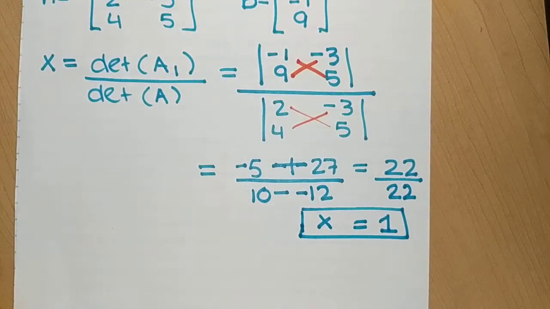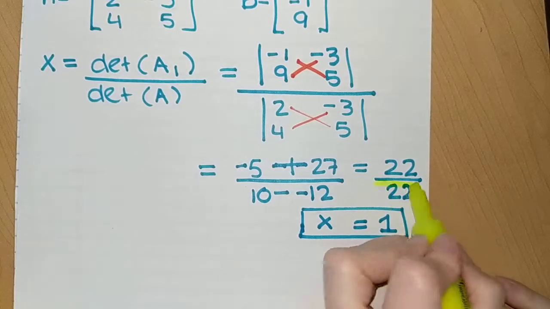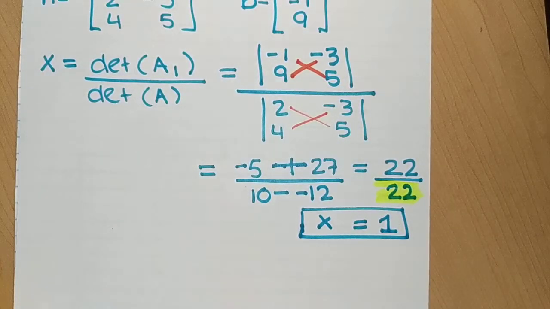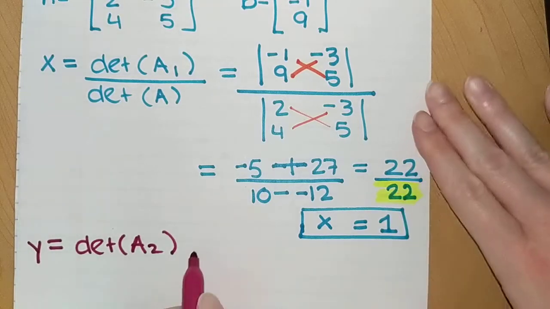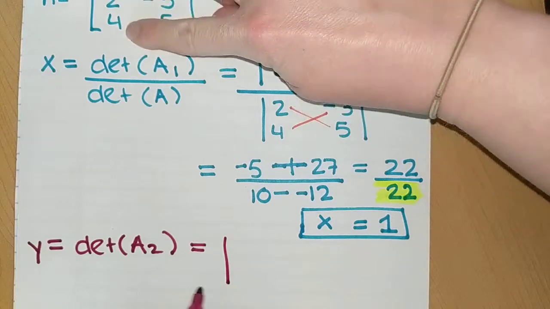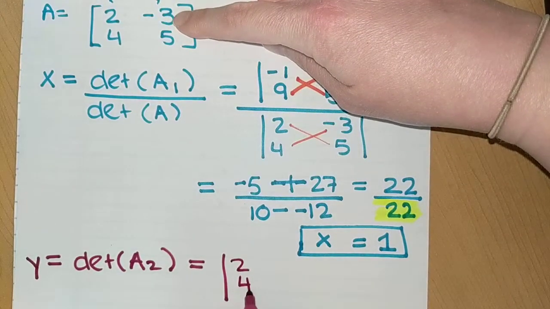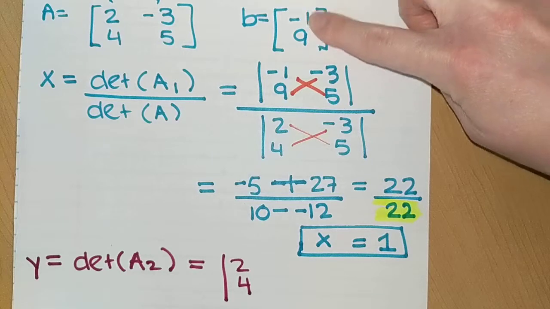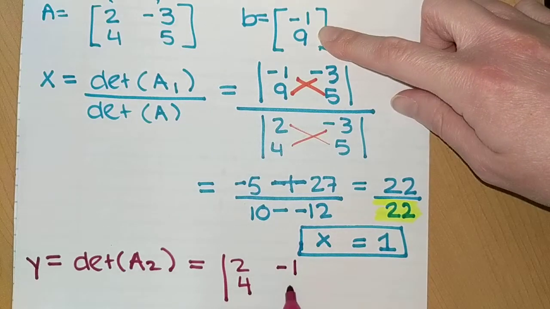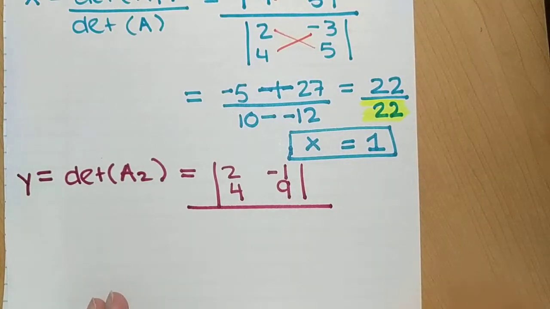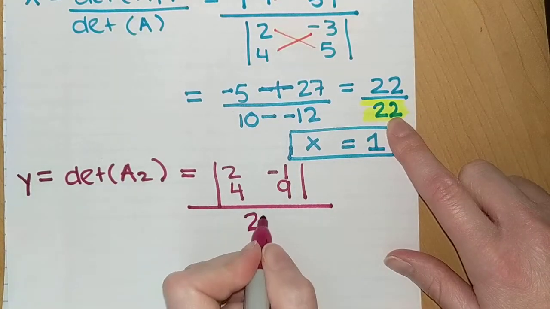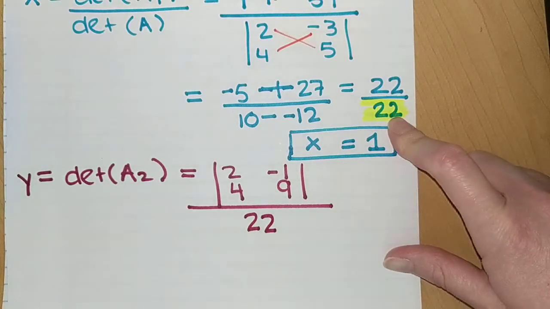Now, the only thing that you can reuse from this is that the determinant of A is 22. However, to get y, you have to replace the numerator determinant. So for y, you're going to be looking at the determinant of A2, meaning that you will keep the first column just as it is, the 2 and 4, but the second column you'll replace with this constant vector, the -1 and 9. And then that's over the determinant of A, but the great thing is you already know that the determinant of A is 22, so you don't have to recompute that.